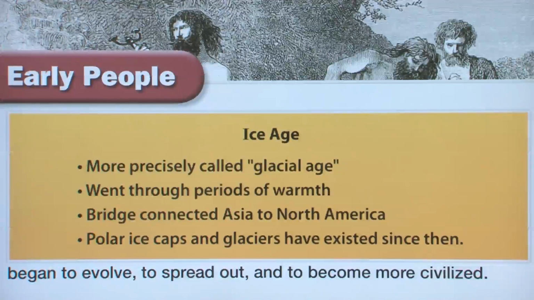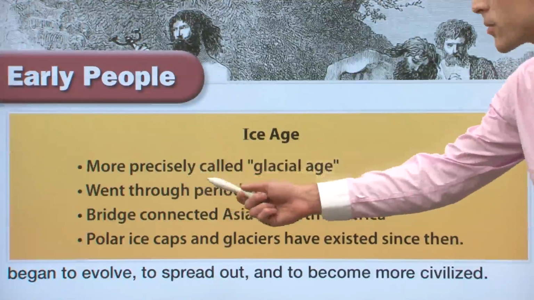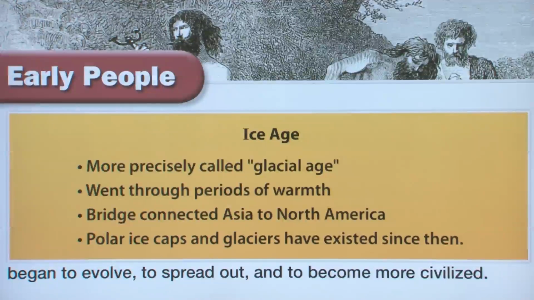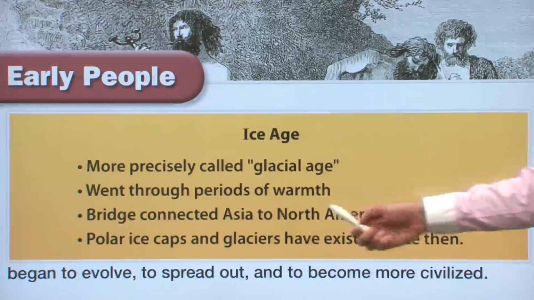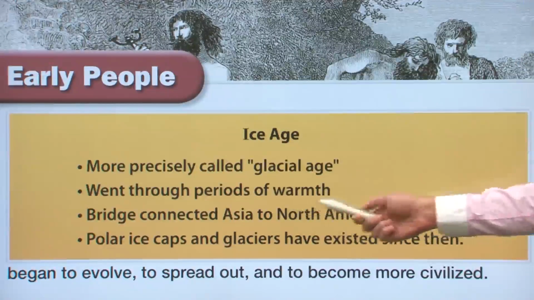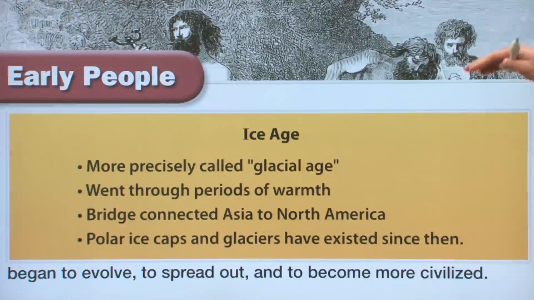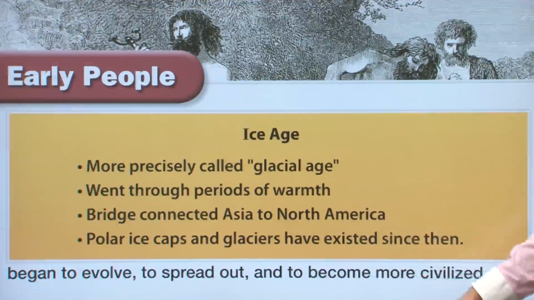So, just to point out the main facts here, the Ice Age is actually more precisely called the Glacial Age because of all the glaciers that existed on the Earth at the time. It went through some periods of warmth, brief periods of warmth. The weather did change throughout the Ice Age.